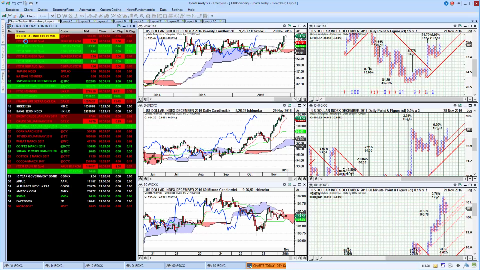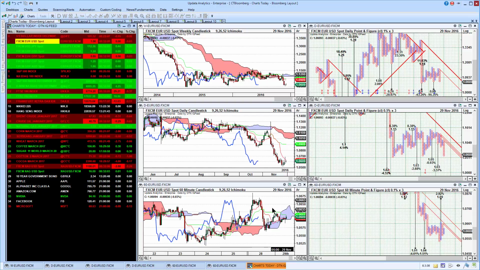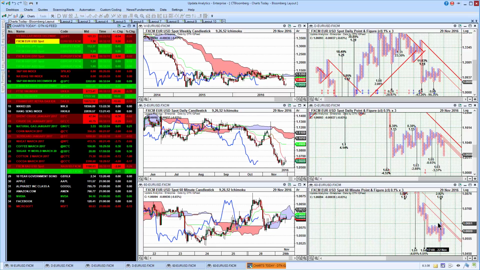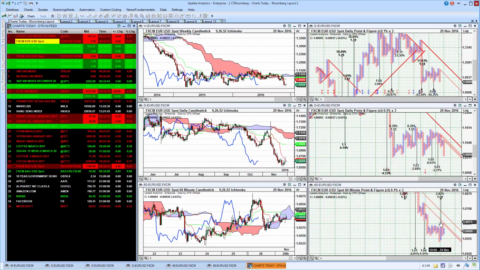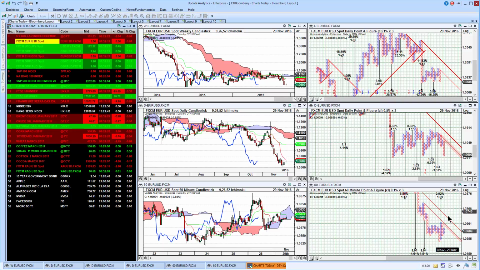If we look at the euro, as we would expect, the inverse picture is true. We're bearish on the long term, bearish on the medium term, just turned bullish on the short term. Again, we have an upside target of about 3%, if we can get a move back above 106.7, 106.8. Once that target is activated, then we might go as high as 109 again.